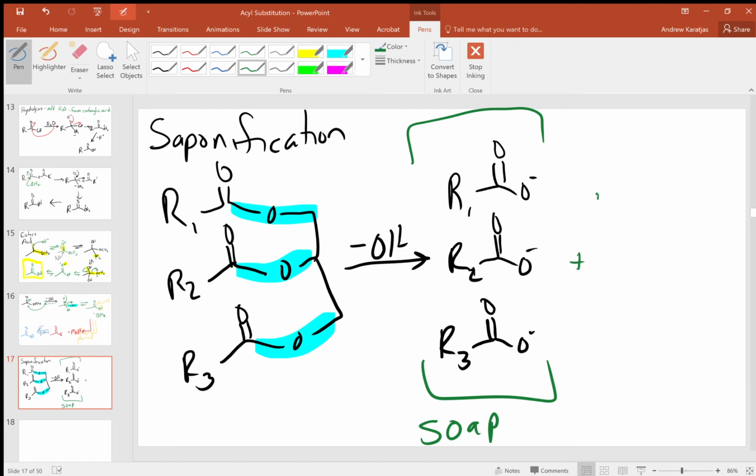And as a byproduct, also a useful molecule, we form glycerol. And glycerol is used in skincare products, or you can put nitro groups on those oxygens and form nitroglycerin, which is used in gunpowder as well as a vasodilator.